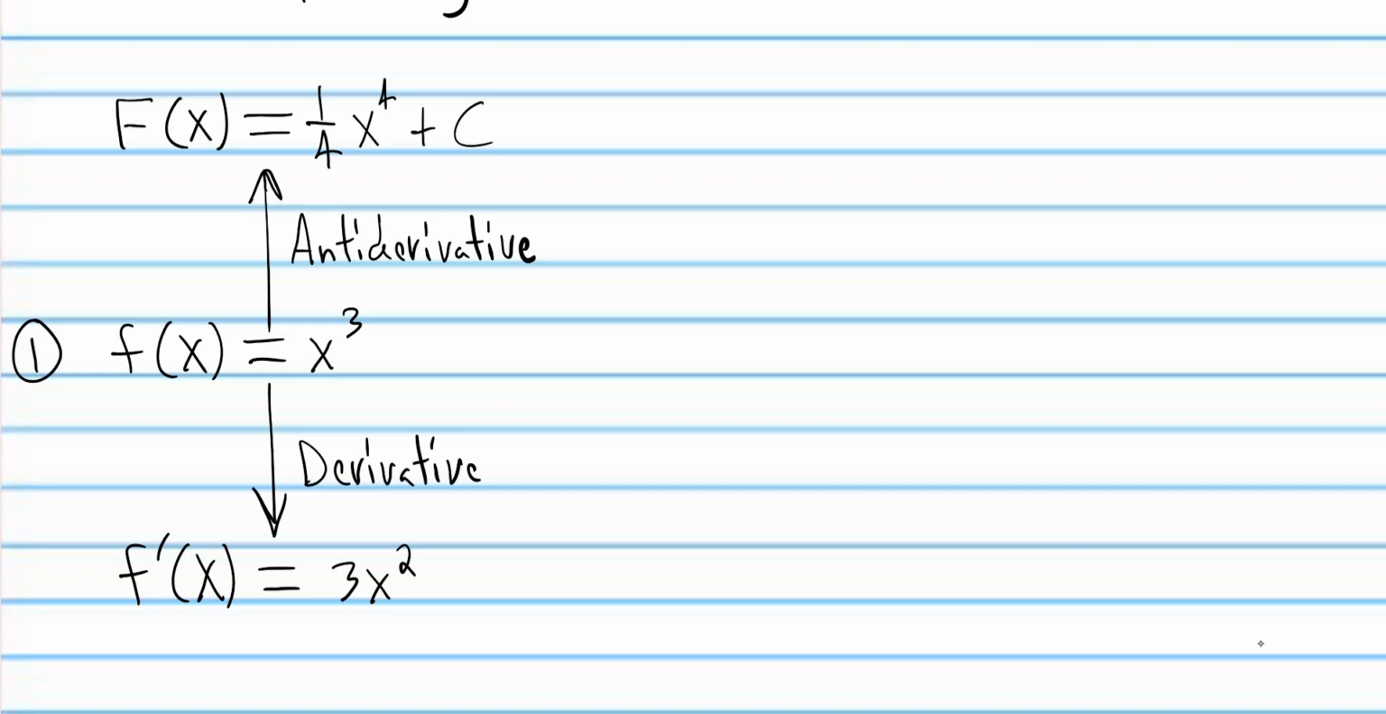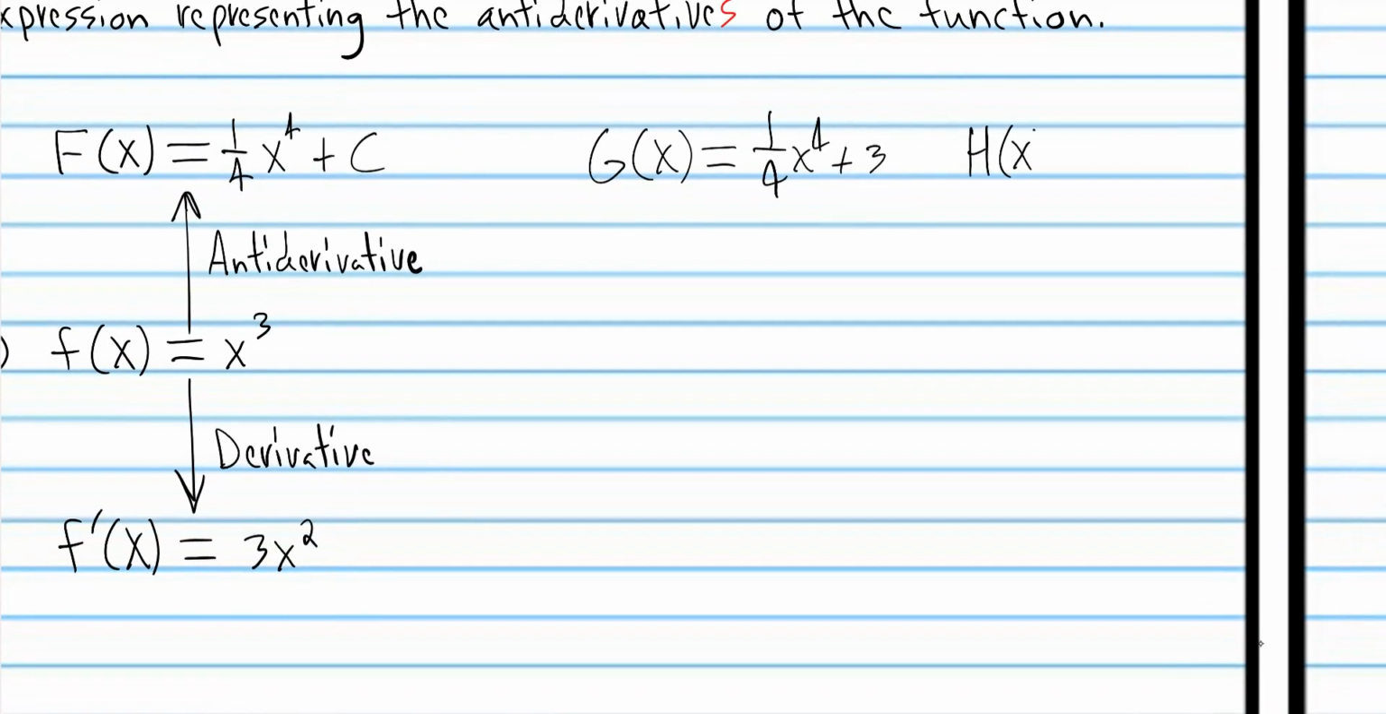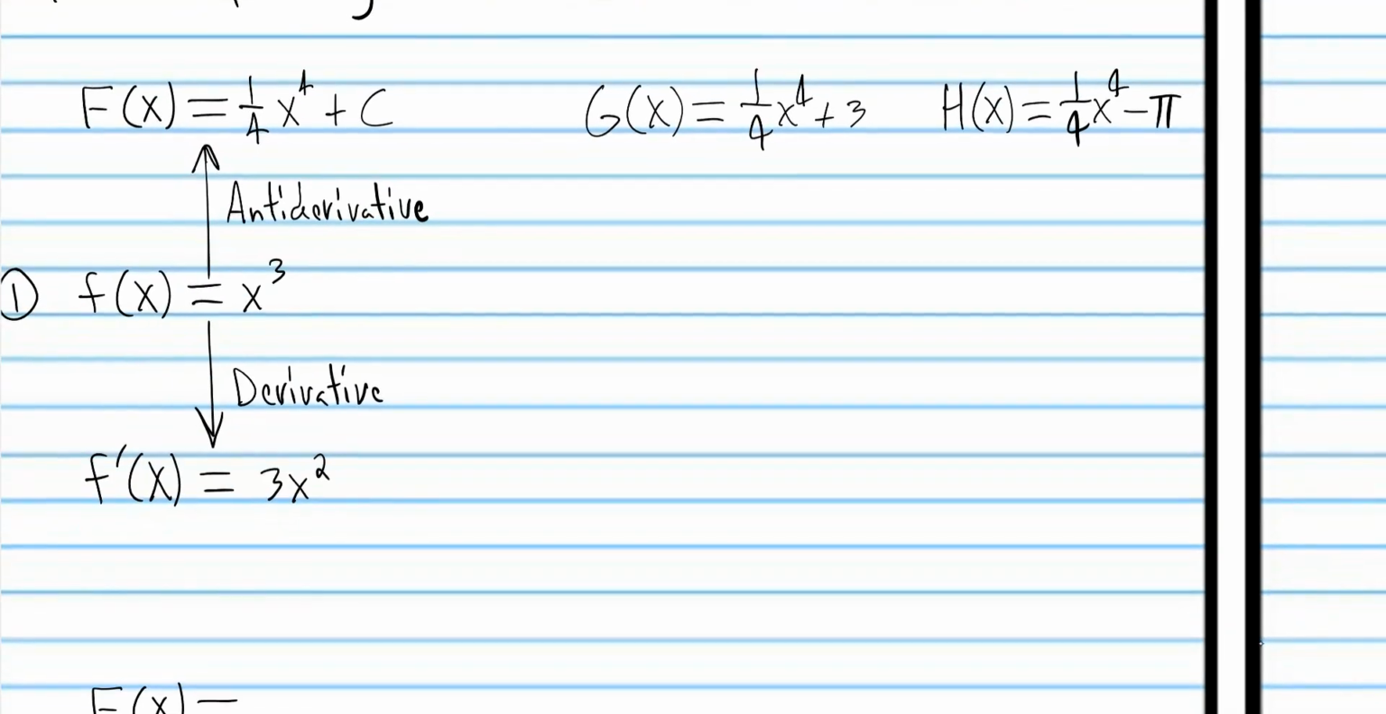So let's say that you have the function g of x is equal to 1/4 x to the fourth power plus 3. Let's say that h of x, a different function, equals 1/4 x to the fourth power minus pi. Pi is just a constant, right? So if we find the derivative of g of x, we get x cubed. The derivative of 3 is just 0, right? If we find the derivative of h of x, we get x cubed again. Again, the derivative of pi is just 0.